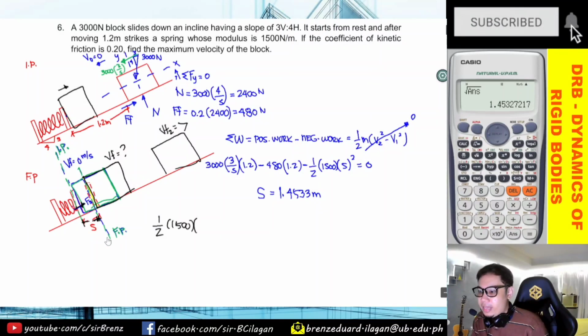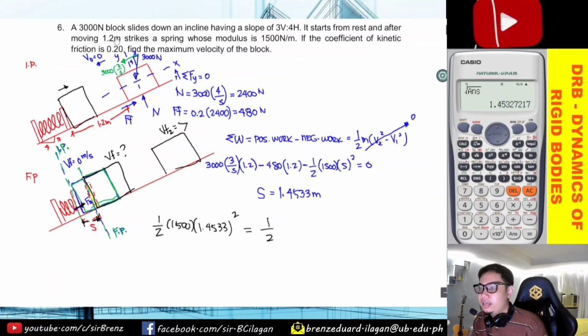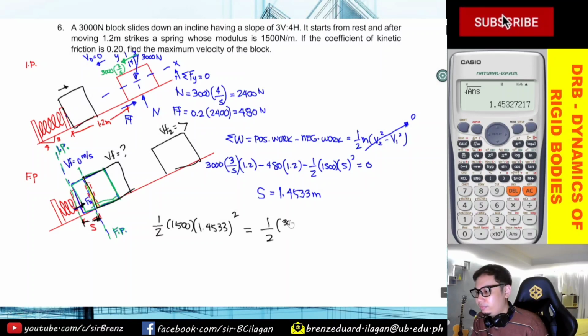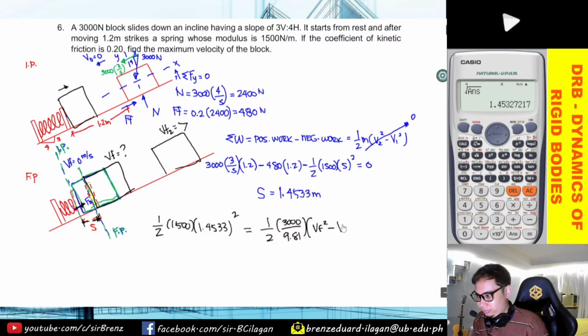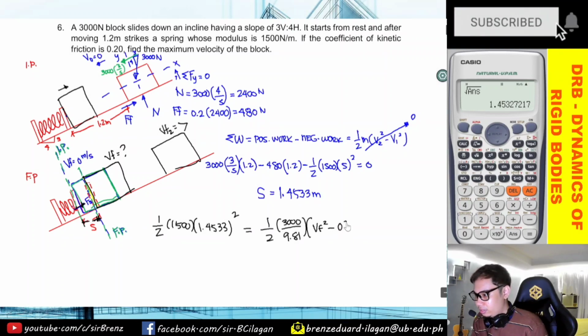Then, multiply by X, which is yung S, yun na-compute natin kanina, 1.4533 squared. So, equals to 1/2 of the mass ng block na 3,000, divided by 9.81. Then, multiply by the final velocity. Itong velocity dito, VF squared minus the initial velocity, which is equals to 0. So, direct na lang natin dito, 0 squared. Ayan. So, what will be the final velocity of the block? The maximum velocity daw.